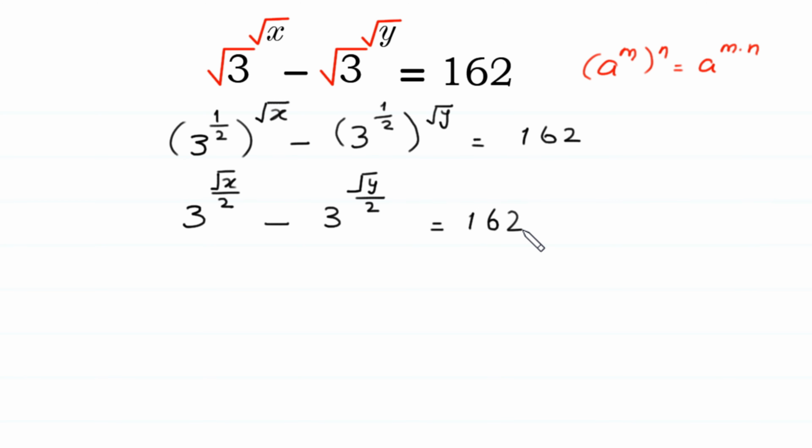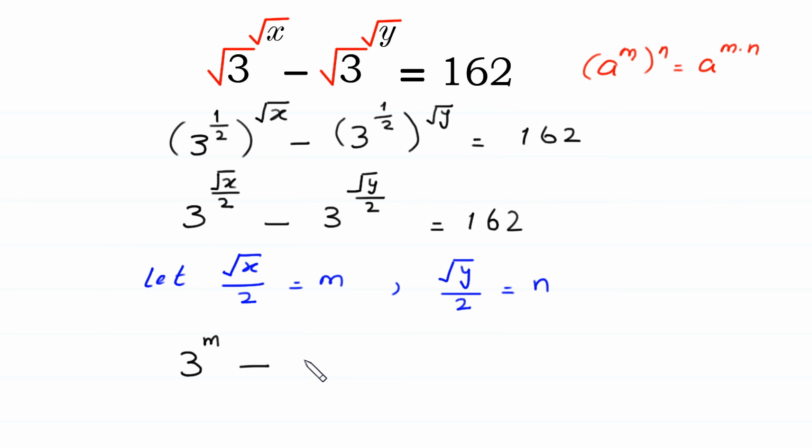162. Next, we suppose that square root of x over 2 is equal to m and square root of y over 2 is equal to n, and we substitute these values m and n in this equation. Then this equation becomes 3 to the power m minus 3 to the power n is equal to 162.